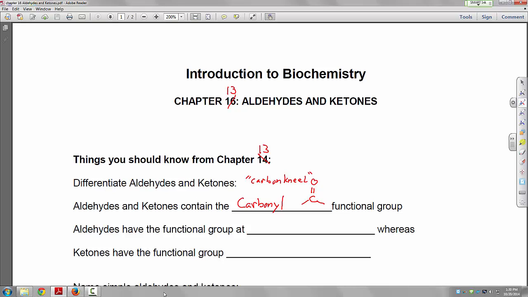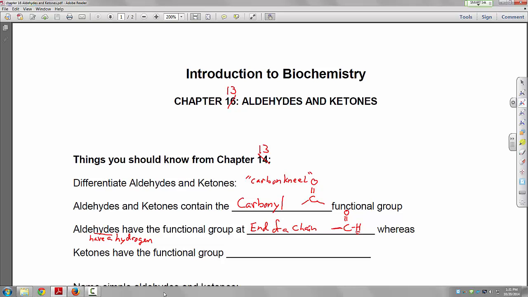Aldehydes have the functional group at the end of a chain of carbons, which, when you think about it, if it's at the end of a chain of carbons, carbon always has 4 bonds, so there's 2 bonds now to the oxygen. It's got room for 2 more, right? So this bond to the left will be to the rest of the chain, and that means it also has 1 bond to a hydrogen. So aldehydes have a hydrogen on this carbonyl.